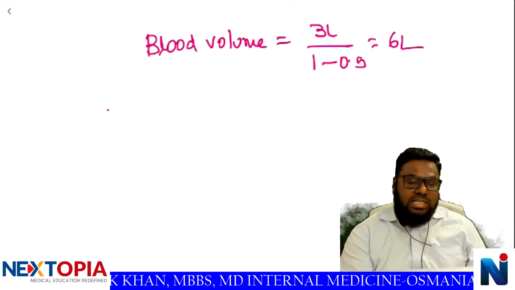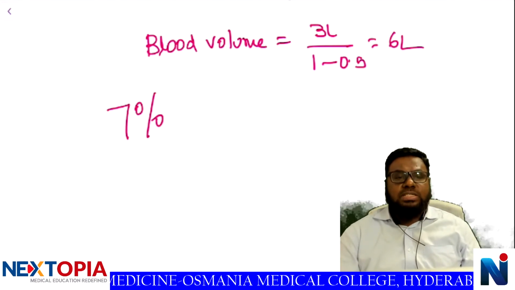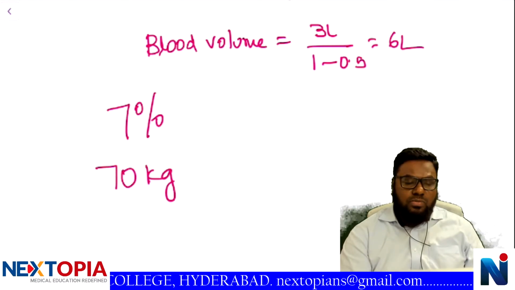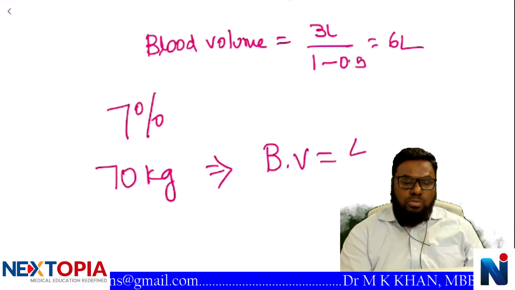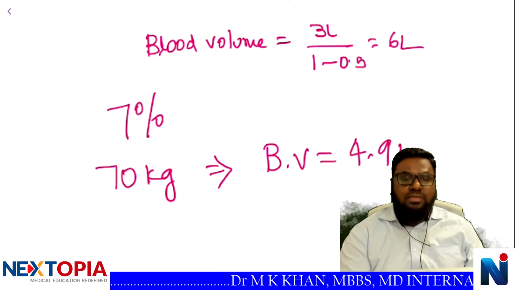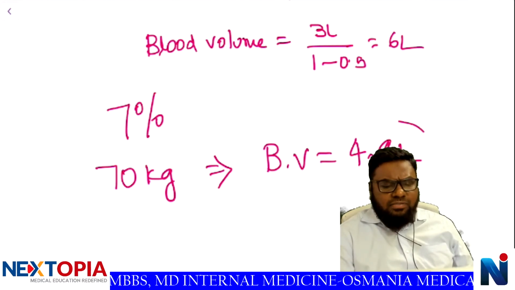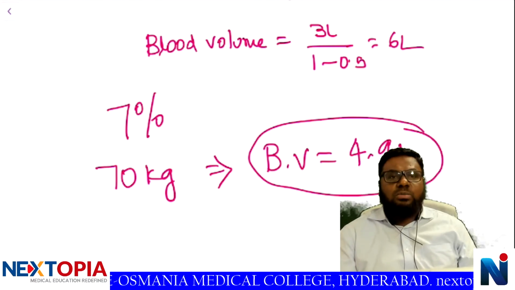Normally, the blood volume is estimated as 7% of the total body weight. For example, if a person is 70 kgs, the blood volume is 7% of 70 kgs, which is 4.9 liters, nearly 5 liters. So blood volume is nearly 5 liters, whereas plasma volume is nearly 3 liters.